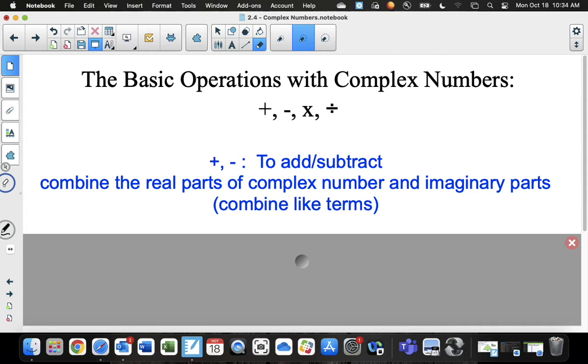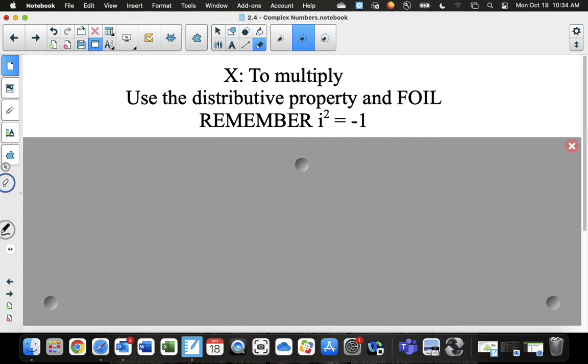So there's adding and subtracting. Combine like terms. So now let's take a look at multiplying. Even multiplying you've done before with one exception that you have to remember and notice. Here's where that i squared equals negative 1 is coming back. Okay, we'll talk about that in a second.